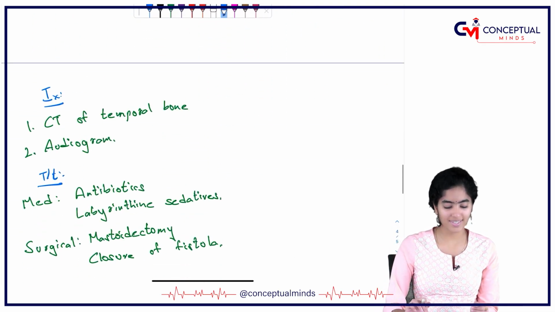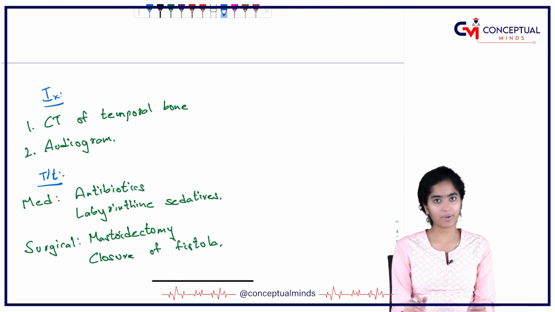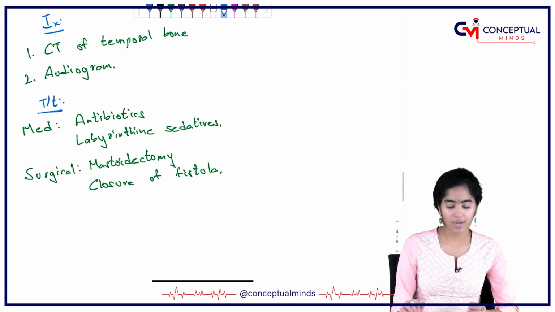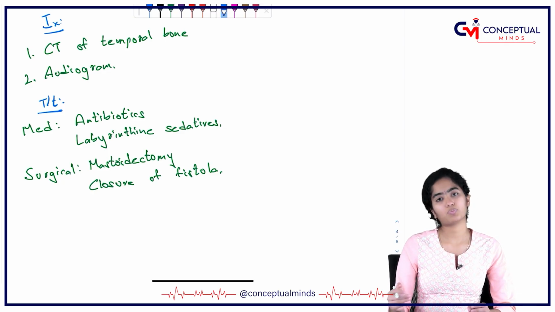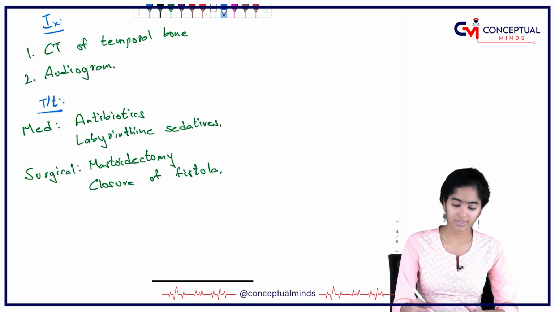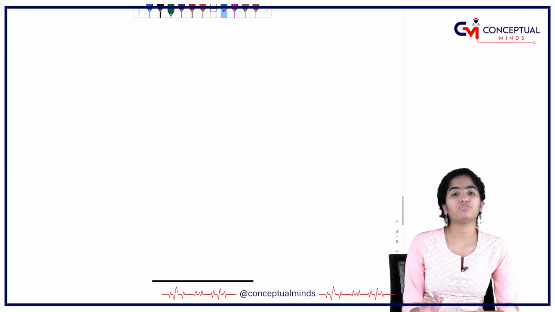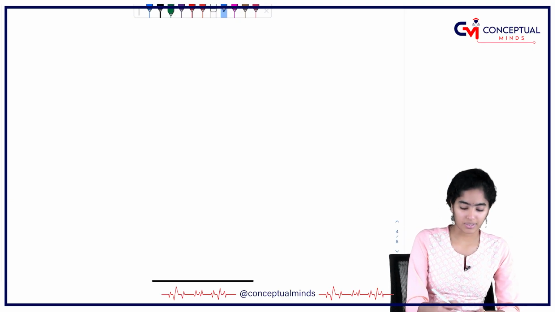Coming to the investigations, a CT of temporal bone and an audiogram are performed. And the treatment part, antibiotics plus labyrinthine sedatives are used, followed by surgical treatment, which involves mastoidectomy and closure of fistula. So this is about circumscribed labyrinthitis. Now let us move on to the second type of labyrinthitis, that is diffuse serous labyrinthitis.